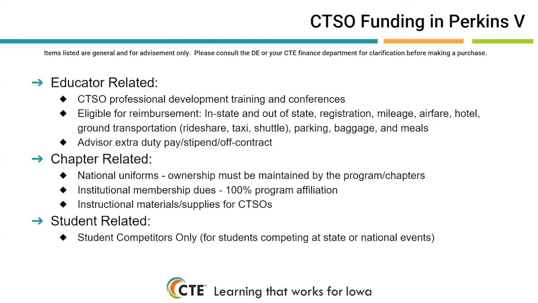Institutional membership dues, which is 100% program affiliation, is also an eligible expense under Perkins 5. In an institutional membership or program affiliation model, your entire program in CTE enters into that CTSO's membership. So your entire business education program might join BPA, DECA, or FBLA using institutional membership dues, where your school pays that fee for every student in that CTE program to be involved. You're also able to purchase instructional materials and supplies for your CTSOs.